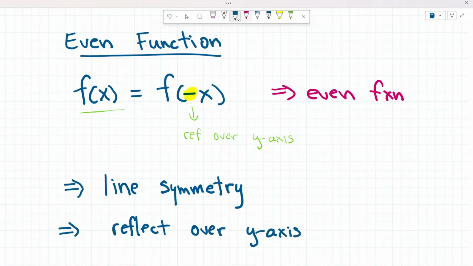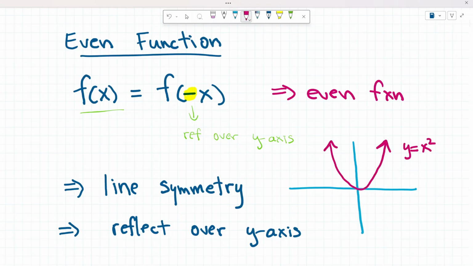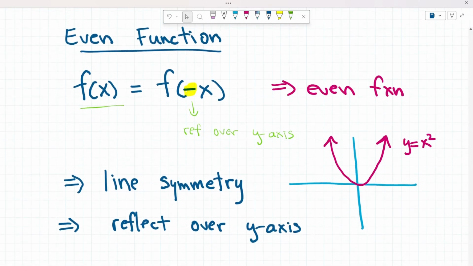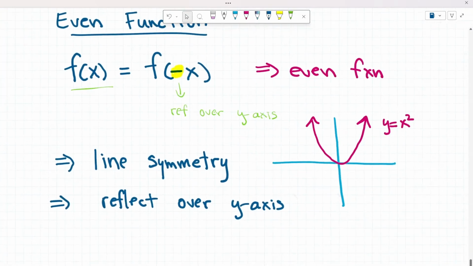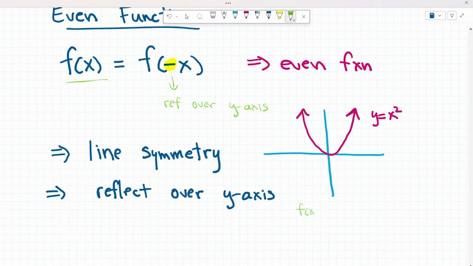If we just look at our very basic even function example, let's look at y equals x squared. In this case, we have an even function because, let's do the test. Over here, we've got f of x equals x squared. And what's f of negative x? We put the negative in where the x is, and we square that, and we end up again with x squared. So we see that our original is equal to the reflection over the y-axis, therefore it's even.